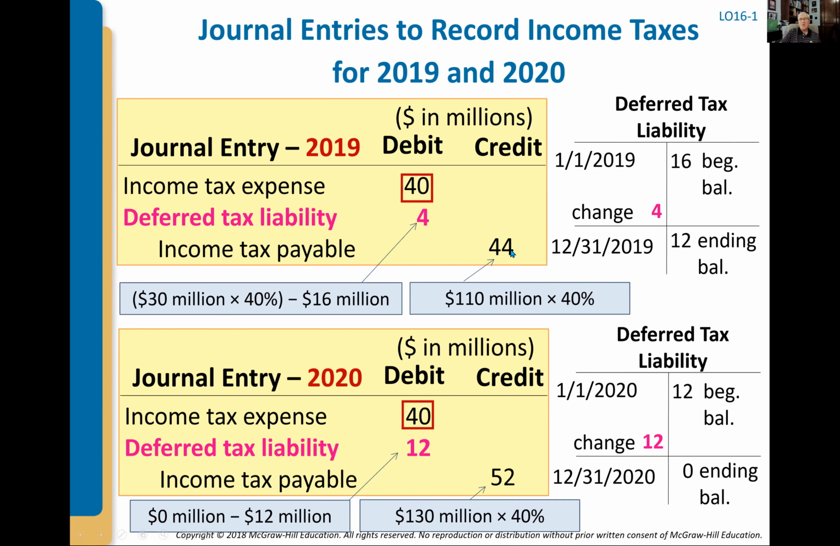I have 44 million in credits, and I only have 40 million in debits. 44 minus 4, I need 40 to make 44 equal 44. There's my income tax expense in year 2.